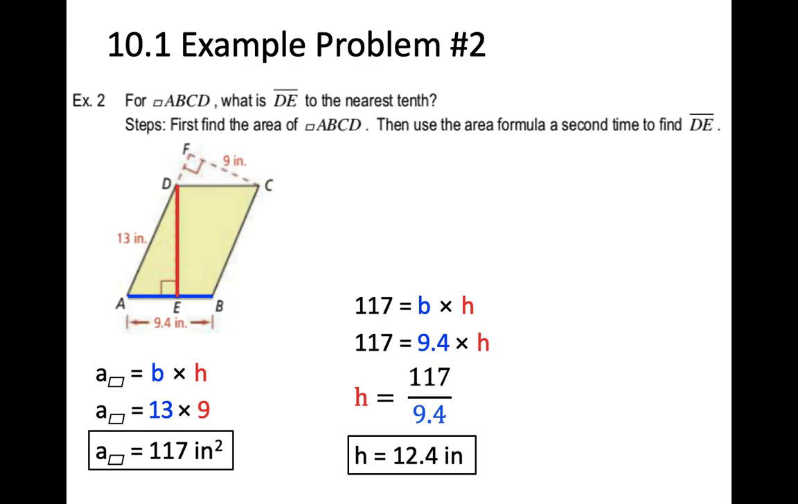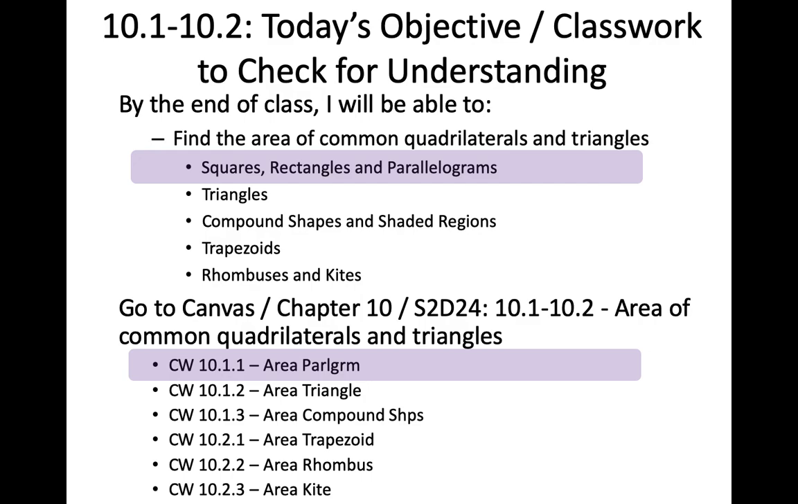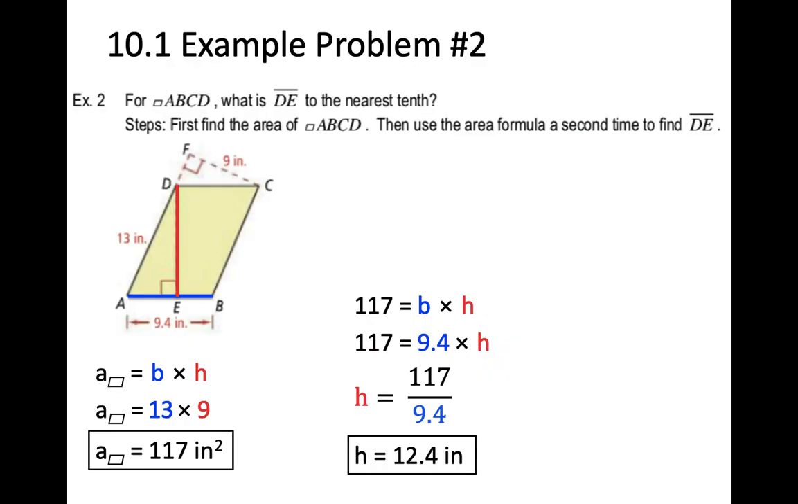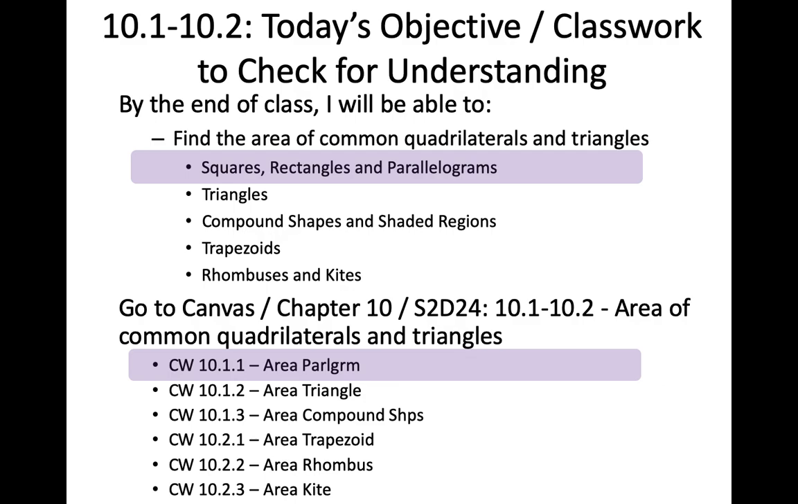And again, I can either use AB as the base, in which case DE would be the height because it's perpendicular, or the first time I did it, I used BC as the base and FC as the height because it is perpendicular to the line containing the base AD. Alright, so if you understand how to do these problems, you should now pause and go to the first classwork, the area of a parallelogram, and solve those problems, and then come back to your lesson.